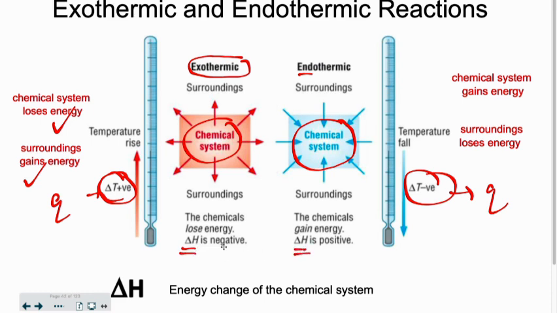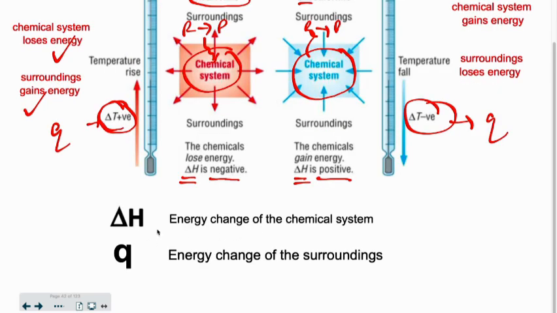So if the chemical system is losing energy, delta H is negative, and if the chemical system is gaining energy, gaining heat, the change is positive. Essentially, we're saying the change in heat here is negative. As my reactants go to form products, I am actually losing heat here, and as my reactants go to products here, I'm actually gaining heat because that heat is coming from outside. So delta H refers to the energy of your chemical system, or the change in the heat of your chemical system, and Q is the change in the heat of your surroundings.